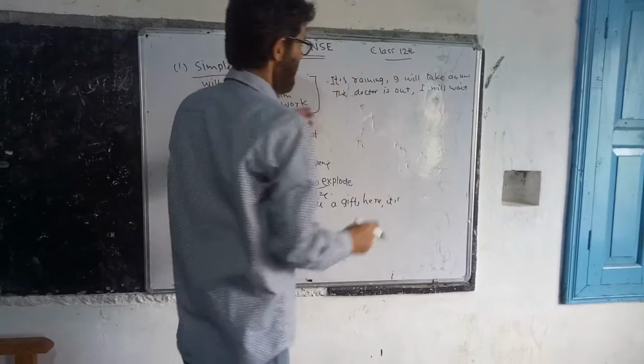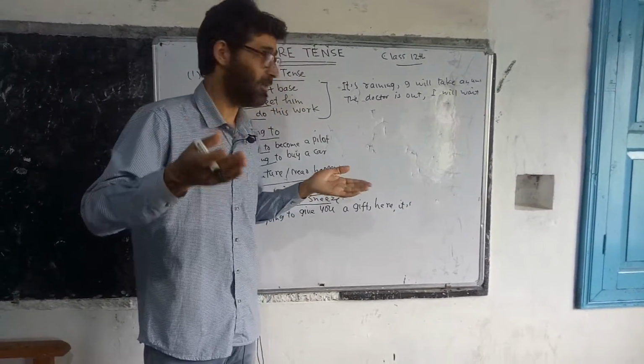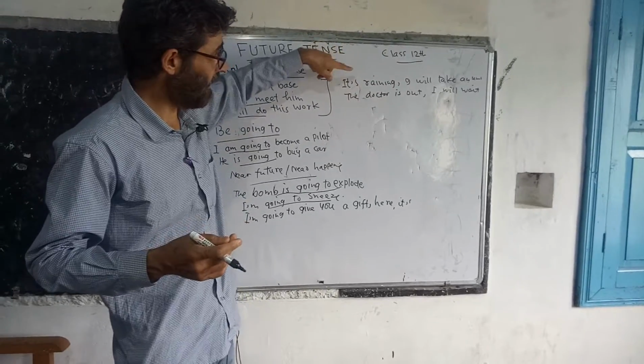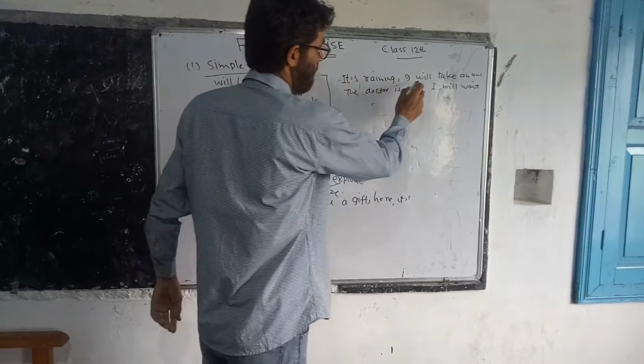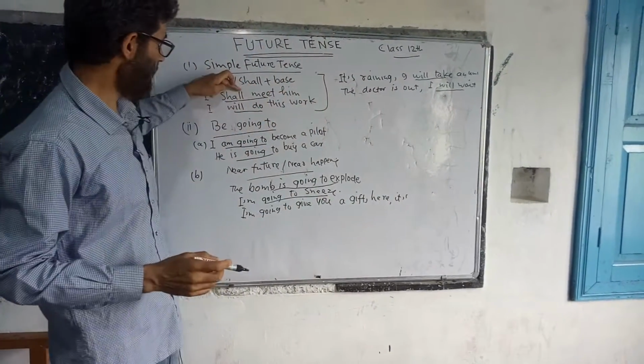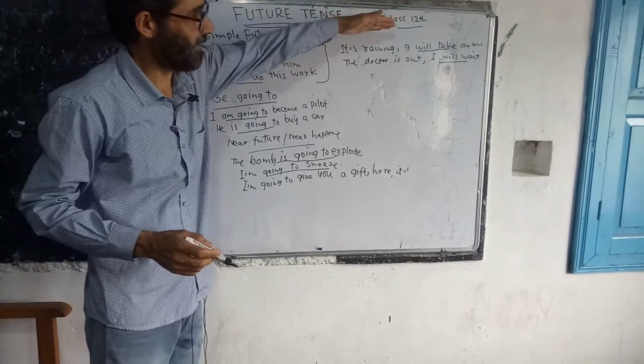Sometimes we take a sudden decision. We make a sudden decision while talking or while speaking, and we use will, followed by the base form of the verb. So there we use will. It is raining. I will take an umbrella.